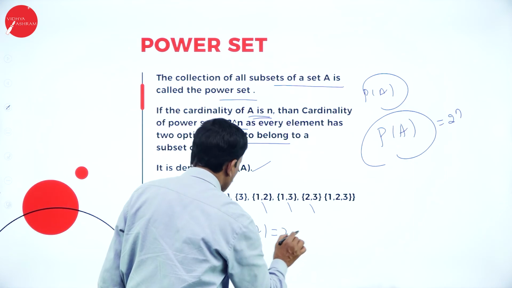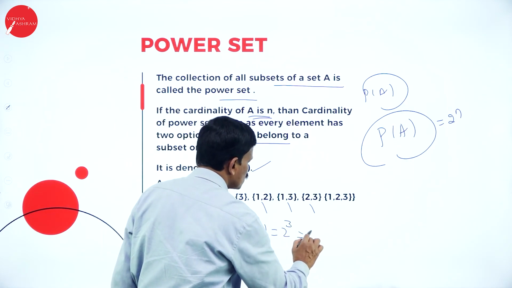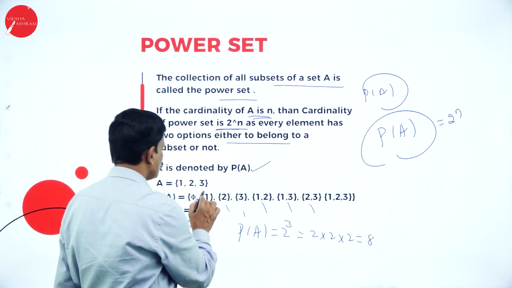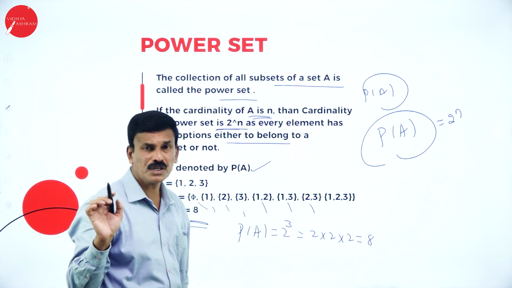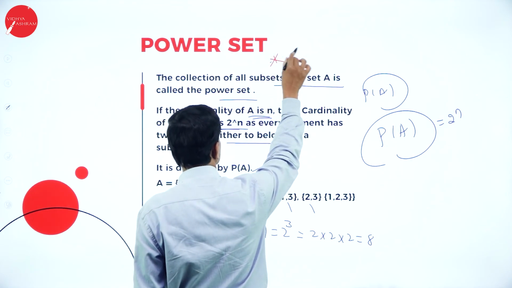So, therefore, the cardinality, the number of elements of P(A), is equal to 2 to the power of 3, since there are three elements 1, 2, 3. 2 cubed is nothing but 2 into 2 into 2, that's equal to 8. See, 1, 2, 3, 4, 5, 6, 7, 8. This is a very important concept. You may expect this for the point of examination.